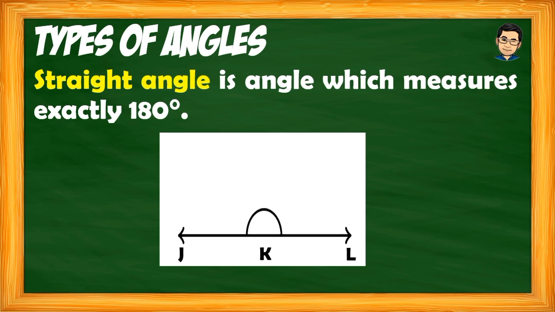By the way, para po malaman na angle po yung figure, kailangan po meron po siyang parang pa-curve. Okay? As you can see, yung vertex niya is K, and then yung dalawang ray na nagko-connect na meron silang common endpoint, which is point K, JK tsaka LK. So, we can name this angle as angle JKL, angle LKJ, or angle K.